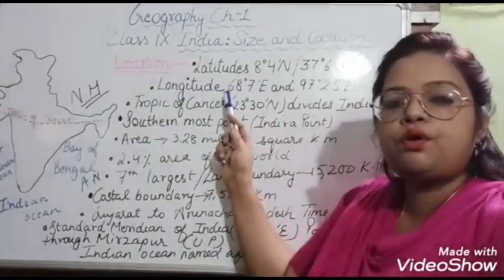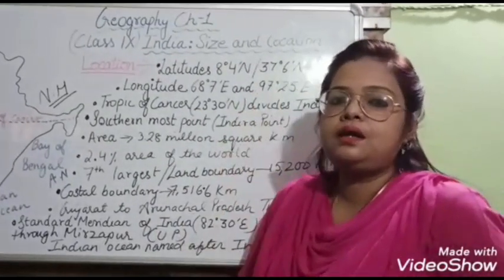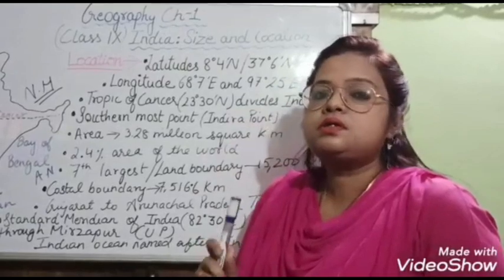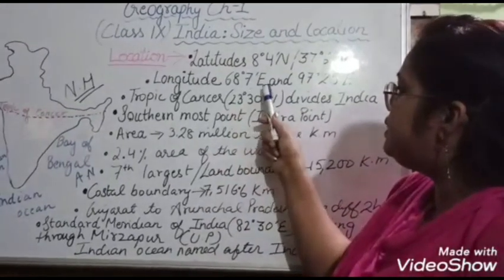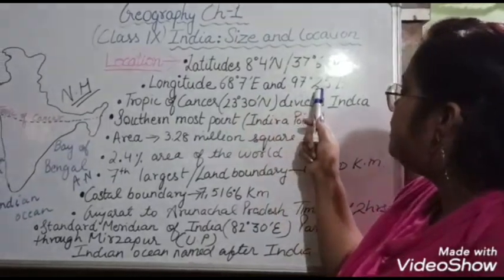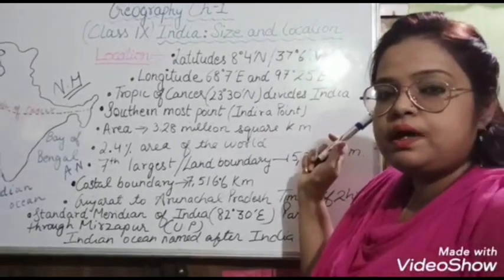Now, longitudes. Longitudes were the imaginary vertical lines from the north pole to the south pole, and that is 68 degree 7 east and 97 degree 25 east. Okay children, so longitude and latitudes we have known.